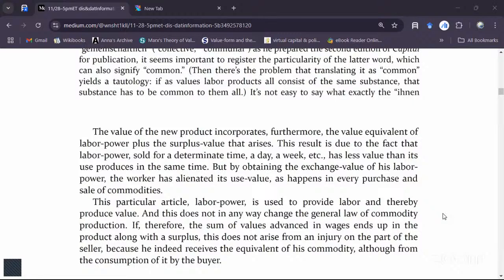There's that difference. This particular article, labor power, is used to provide labor and thereby produce value. And this does not in any way change the general law of commodity production. If, therefore, the sum of values advanced in wages ends up in the product along with the surplus, this does not arise from an injury on the part of the seller, because he indeed receives the equivalent of his commodity, although from the consumption of it by the buyer.